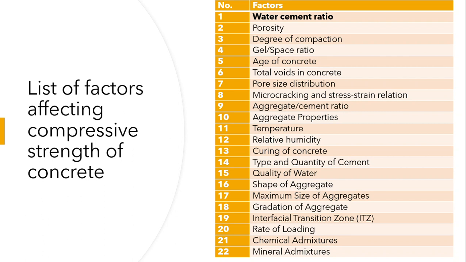Before going to the original discussion, I have listed the contributing factors that affect the compressive strength of concrete. Here I have listed a total of 22 factors that start with water cement ratio and end with mineral admixtures. Each of these factors affects compressive strength in a different way. I would like to discuss the factor water cement ratio here.